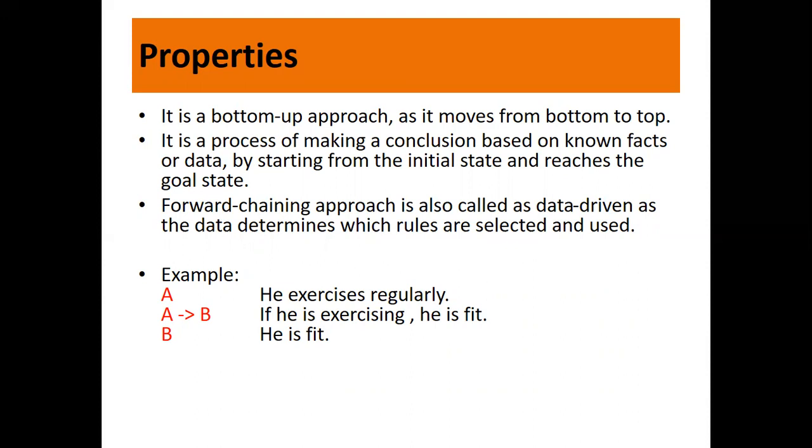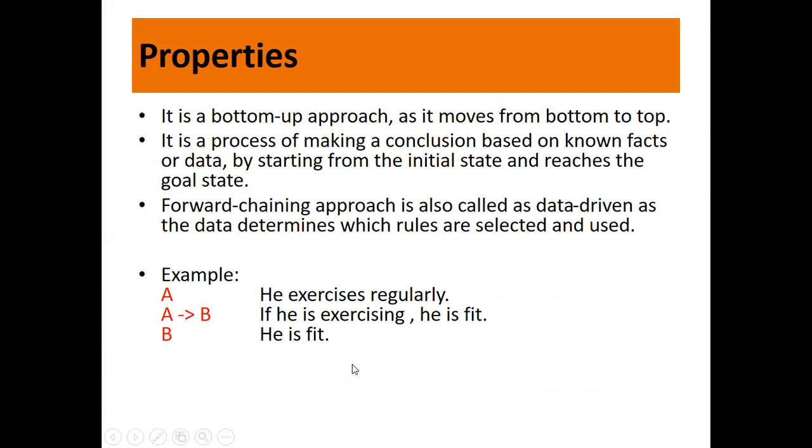A simple example: the fact given is he exercises regularly. As you need it in first order logic, it is represented using A. Then the next rule given is if he is exercising, he is fit. That is, A implies B. What is B? B is he is fit. Now these two things are given. What is the new knowledge you could generate? The new knowledge generated is he is fit, which can be added to the knowledge base. This is the forward chaining way, right?